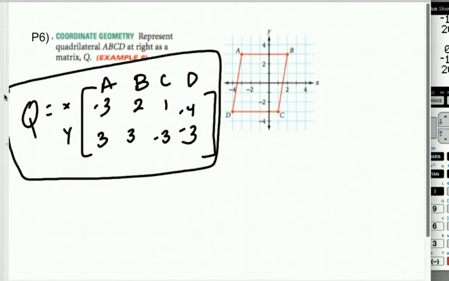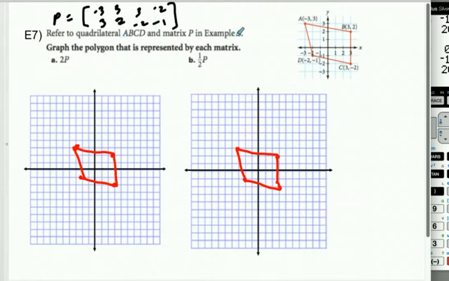All right, so when we get to E7, we're going to do a little bit of transformation. So in E7, we're asked to refer to matrix P, which I wrote up here in my terrible chicken scratch. And we're asked to graph the polygon that's represented by doing each of these mathematical operations. And in red, you'll see I did my terrible job of sketching A, B, C, D again. So let's go ahead and do 2P. So 2P is going to be double every number inside P. So -6, 6, 6, -4, 6, 4, -4, -2.